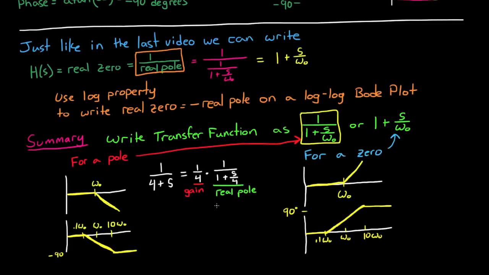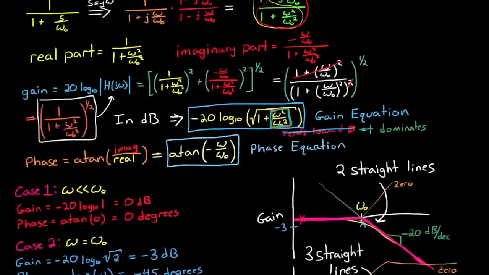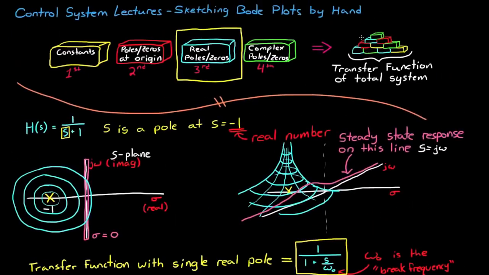Of course, you can also extend this idea to a transfer function of increasing complexity by factoring out all of the individual building blocks and writing the response for each and summing them together. In the next video, I'll discuss the frequency response of a transfer function with a pair of complex poles or zeros, and then you'll have a complete set of building blocks with which you can build the frequency response of any transfer function.